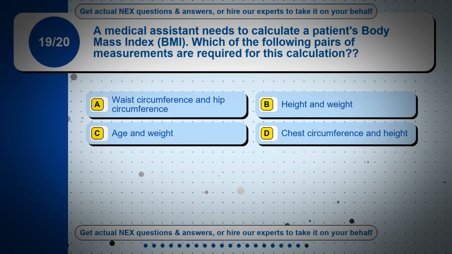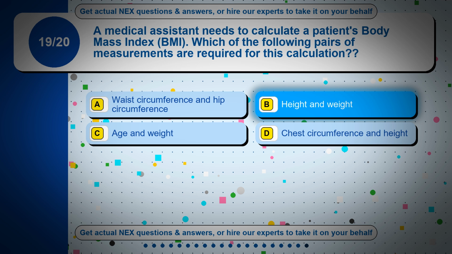Question 19. A medical assistant needs to calculate a patient's body mass index, BMI. Which of the following pairs of measurements are required for this calculation? Option A, waist circumference and hip circumference. Option B, height and weight. Option C, age and weight. Option D, chest circumference and height. The correct answer is option B.